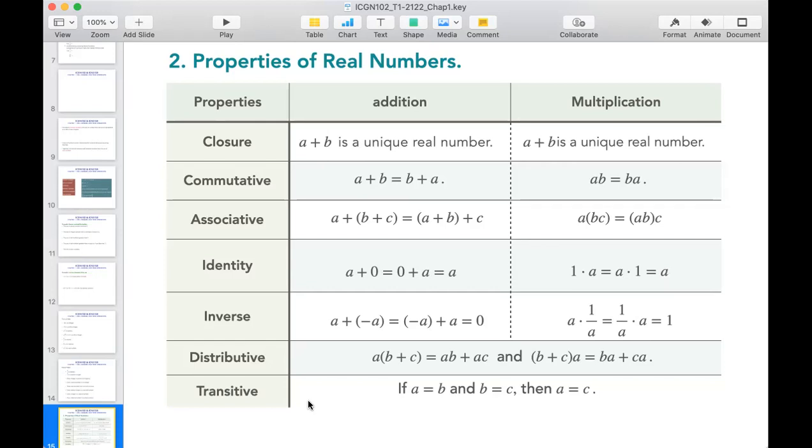Right. So now you have learned the properties in terms of addition and multiplication. In the next class, we are going to talk about the subtraction and division properties for real numbers. So up to this point, do we have any questions coming in?